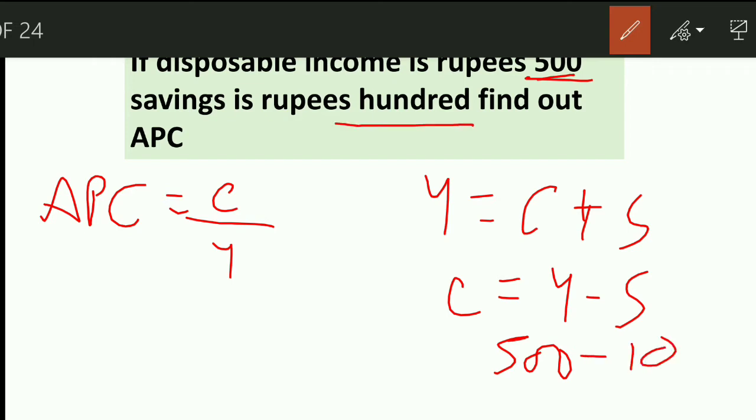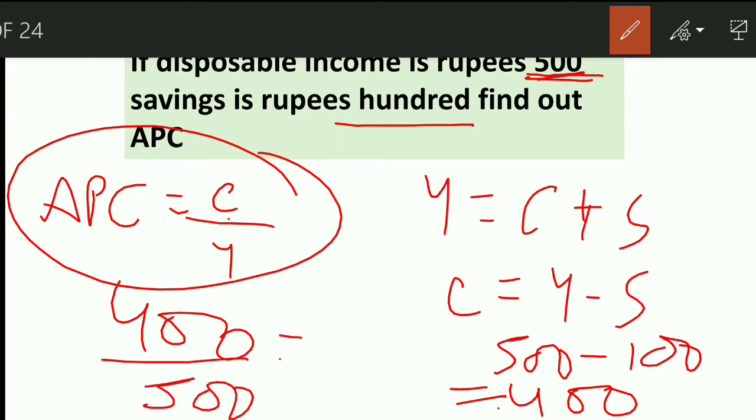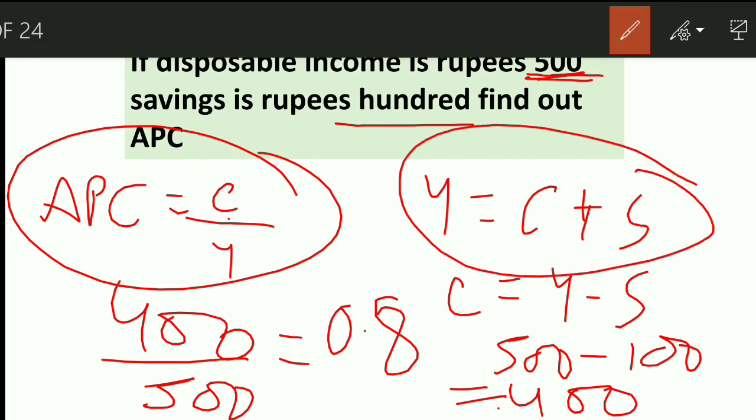Okay, saving is given to you as 100 rupees. So income minus saving, 500 minus 100, consumption will be 400. All right, so APC will be C upon Y, that is, 400 upon income, which was 500. So you will get your APC as 0.8.